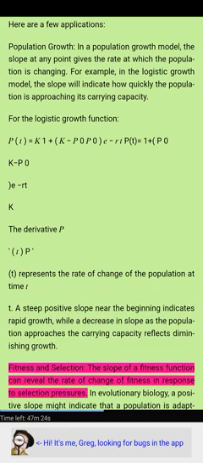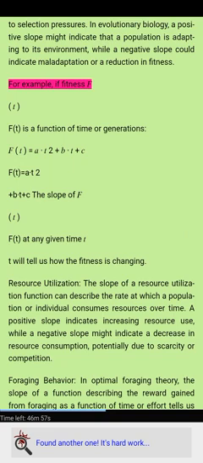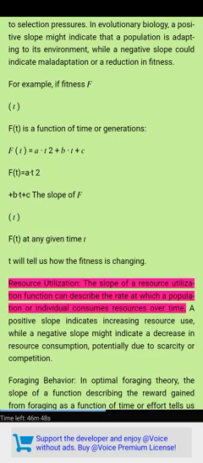Fitness and selection. The slope of a fitness function can reveal the rate of change of fitness in response to selection pressures. In evolutionary biology, a positive slope might indicate that a population is adapting to its environment, while a negative slope could indicate maladaptation or a reduction in fitness. For example, if fitness F(t) is a function of time or generations, F(t) equals a times t squared plus b times t plus c. The slope of F(t) at any given time t will tell us how the fitness is changing.